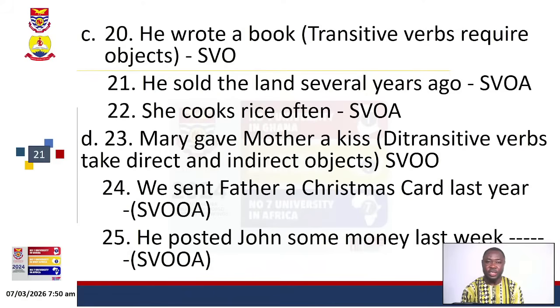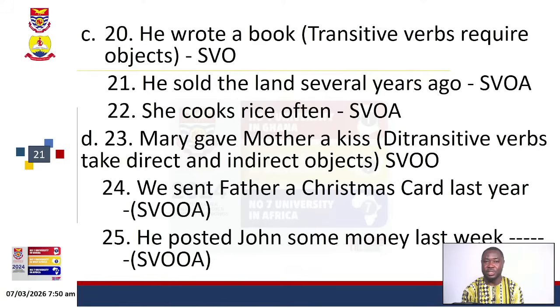So, in 23, you have Mary gave mother a kiss. Mary gave mother a kiss. Here, you are seeing a verb that has licensed or allowed 2 objects to follow it. Not all verbs can do that. Okay? Not all verbs can allow for 2 objects to follow after them.